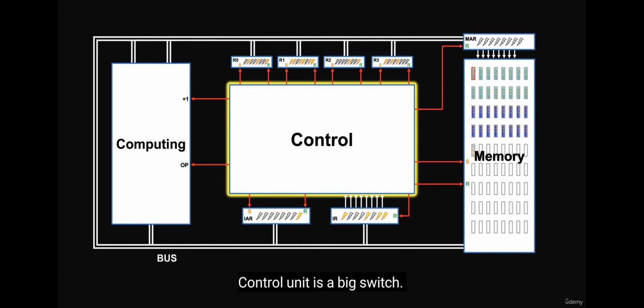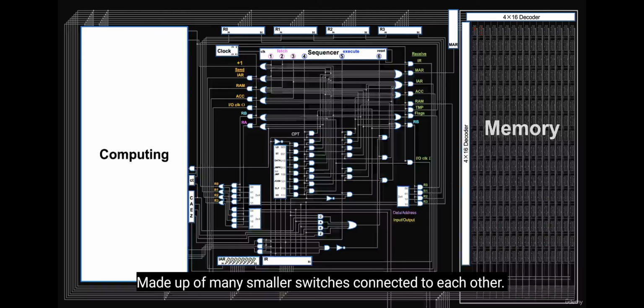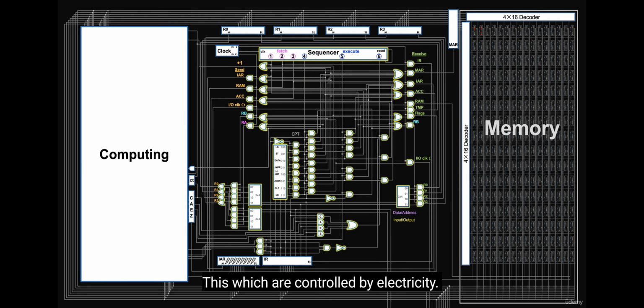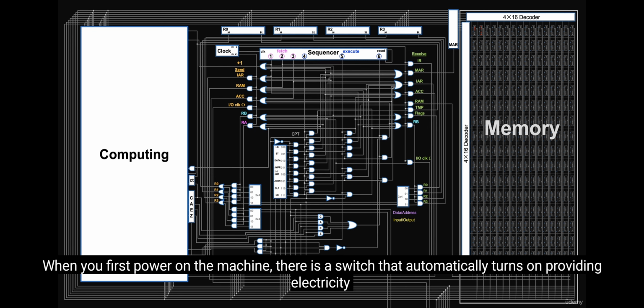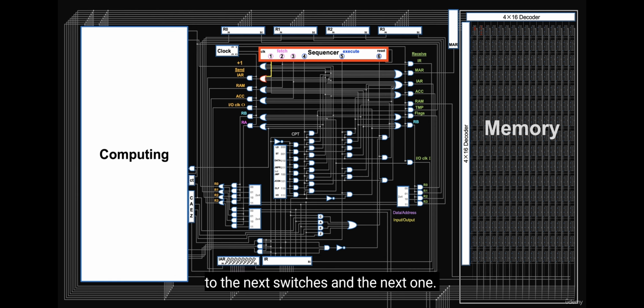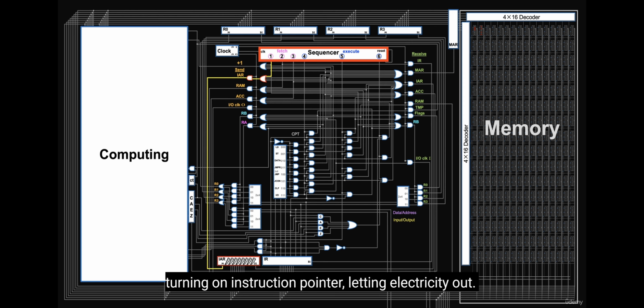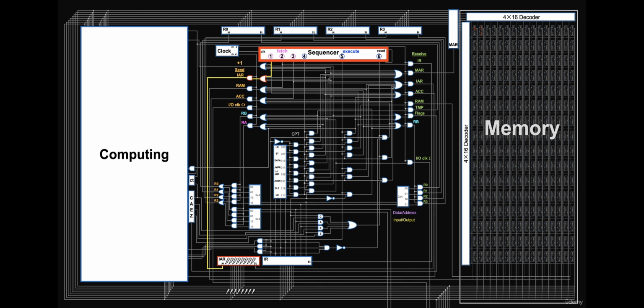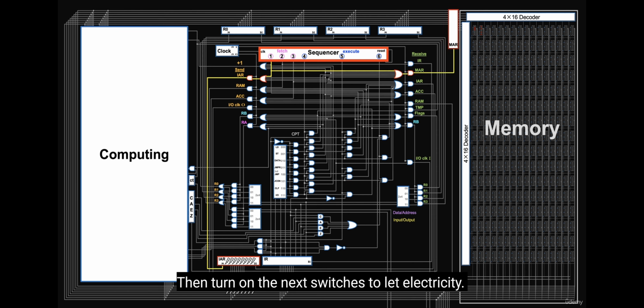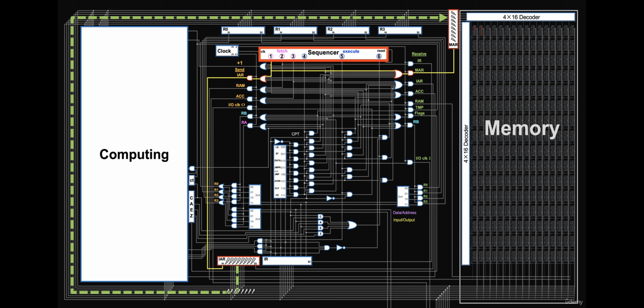The control unit is a big switch, made up of many smaller switches connected to each other. These switches are controlled by electricity. When you first power on the machine, there's a switch that automatically turns on, providing electricity to the next switch, and the next one, turning on the instruction pointer, letting electricity out. Then it turns on the next switches to let electricity in. This is how the control unit moves the instruction address.